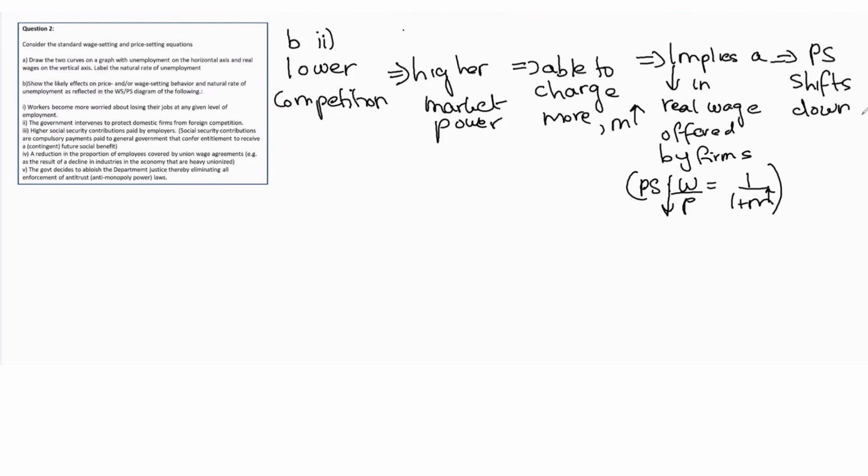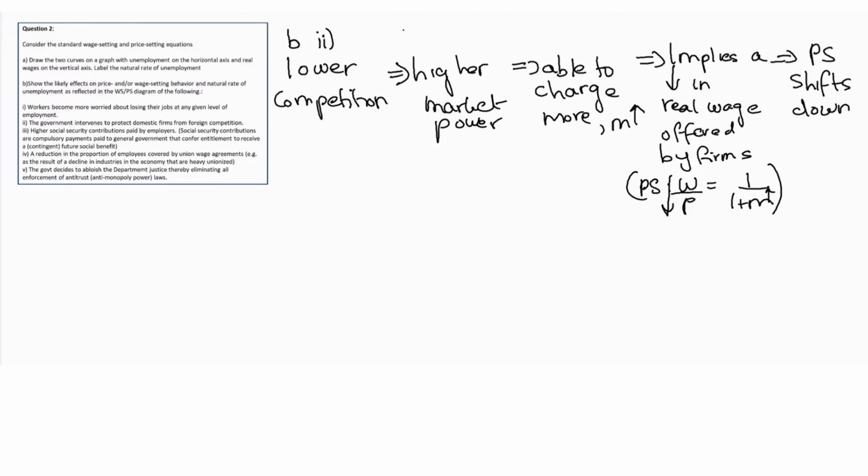As we already talked about, when the PS curve shifts due to changes in markup, this change in markup can happen either due to changes in competition or changes in non-wage cost of funds. We'll move on to that in the next part. Here, the change in markup was because of lower competition, which allowed you to charge more. And as markup goes up, PS shifts down.